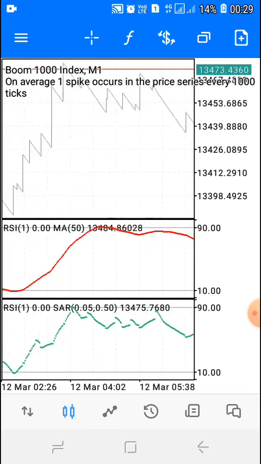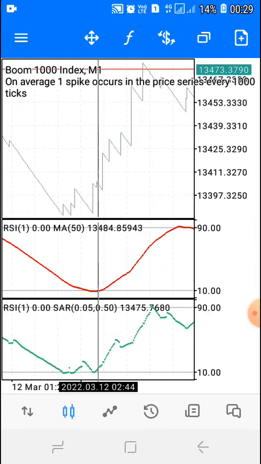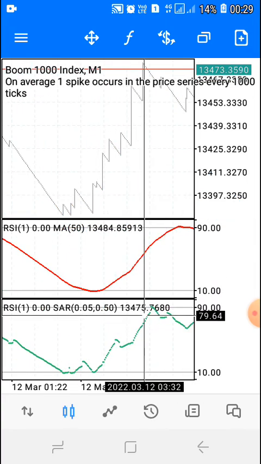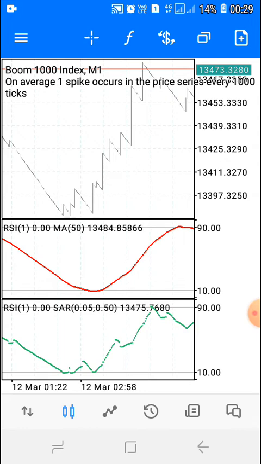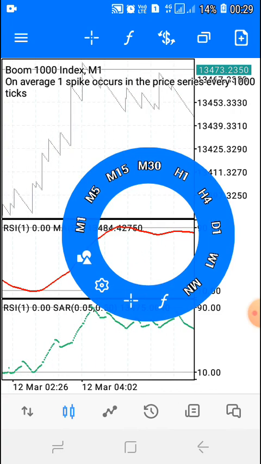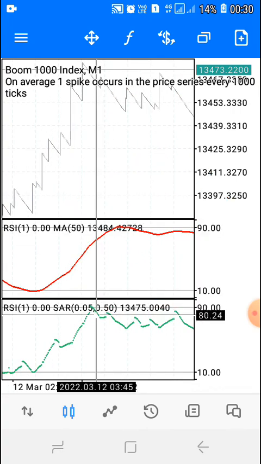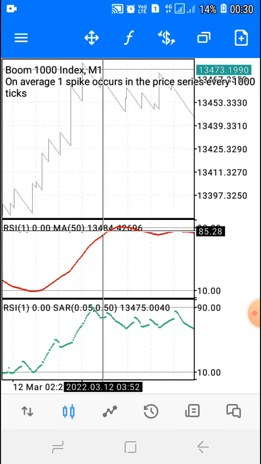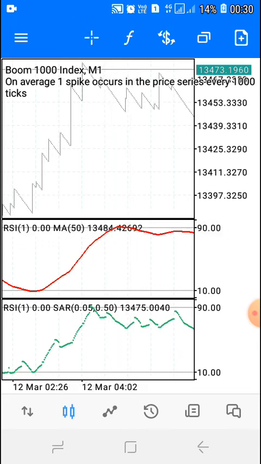So we wait patiently. This is our first confirmation before the moving average. And I'm going to add another indicator with the moving average and the parabolic SAR to make the strategy even easier for you guys. So check this out. The parabolic SAR is at the 90 level. The moving average is at the 90 level. What do we expect? We are expecting a sell.